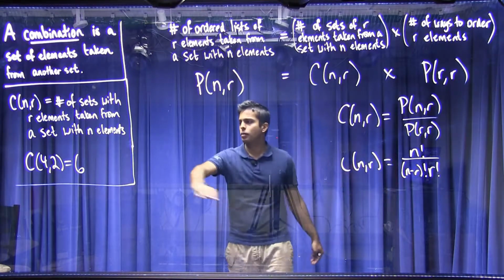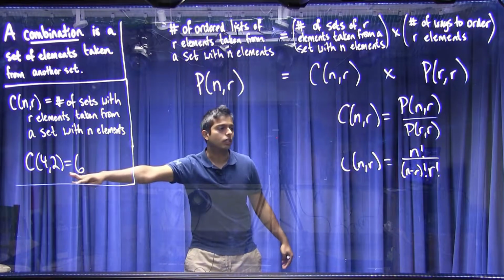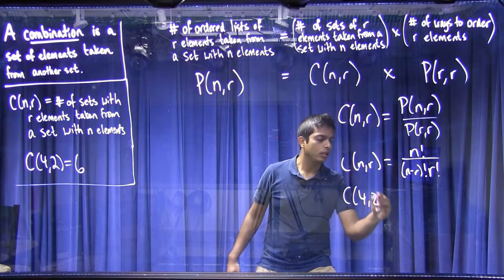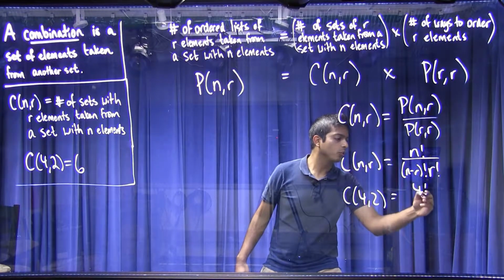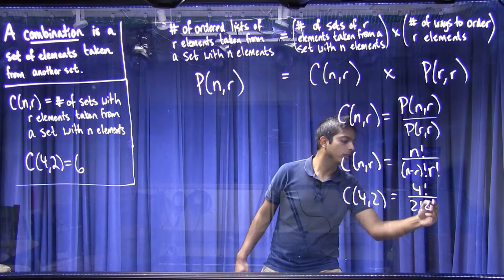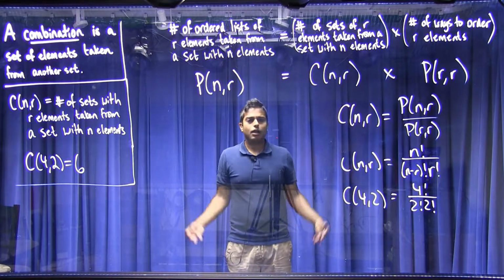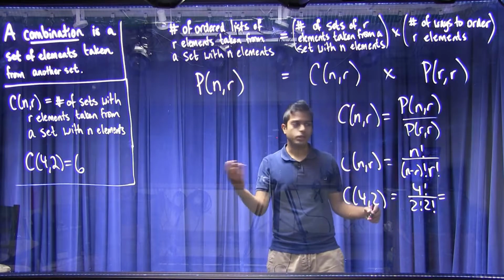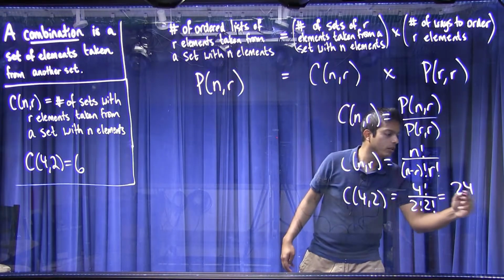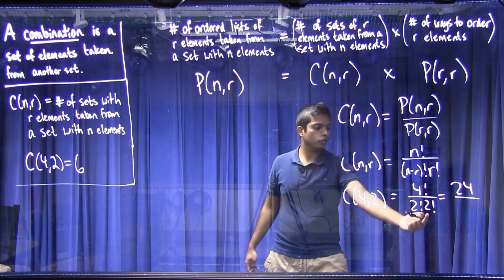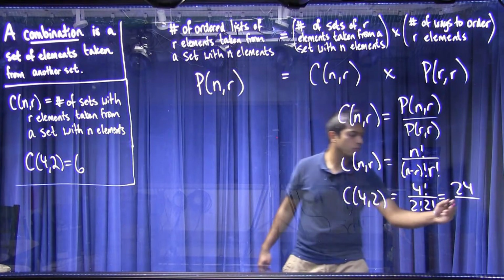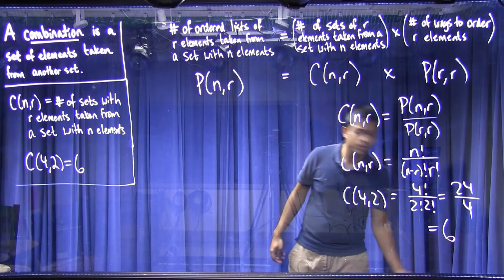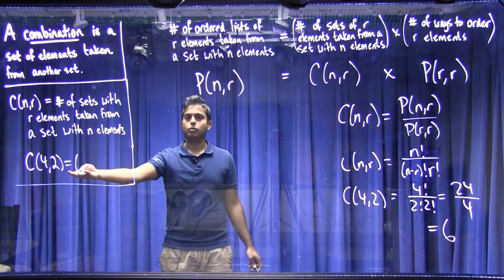And let's check that this formula works with what we figured out in the last video. So if we were going to figure out C of 4 comma 2, that would just be 4 factorial over 2 factorial times 2 factorial. And now there's a number of ways to do this, but these numbers are small, so 4 factorial is 4 times 3 times 2 times 1, which is 24. 2 factorial is 2, and 2 factorial is another 2, so combined that's 4. So we get 24 over 4, which is 6, which is exactly what we got in the previous example.